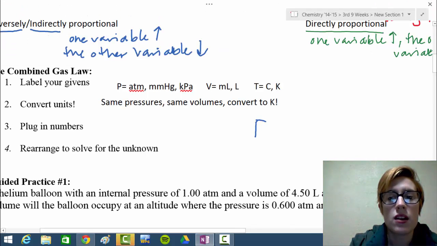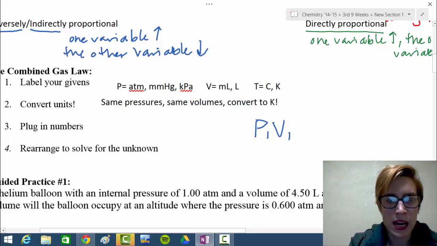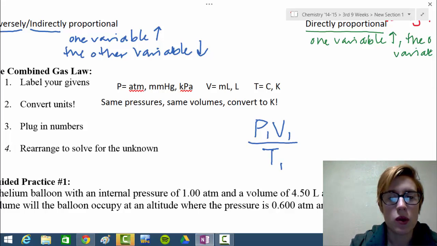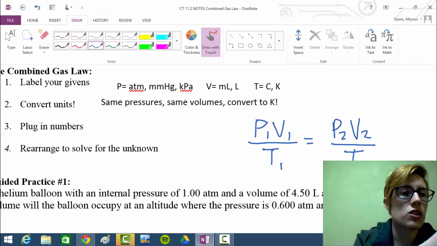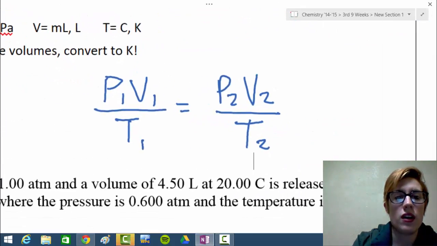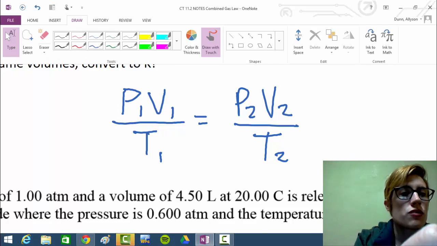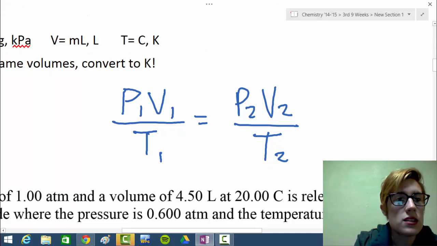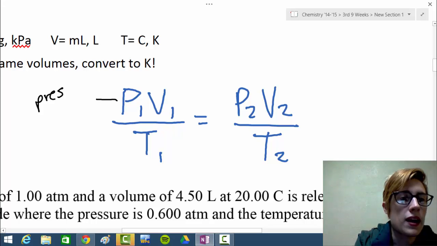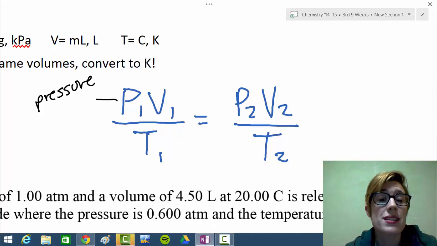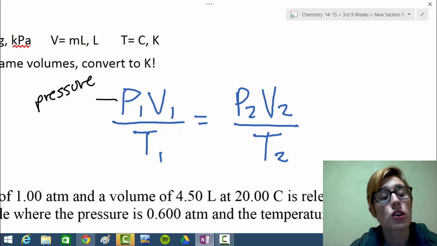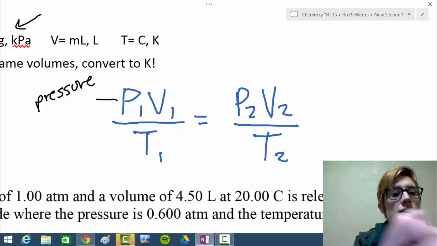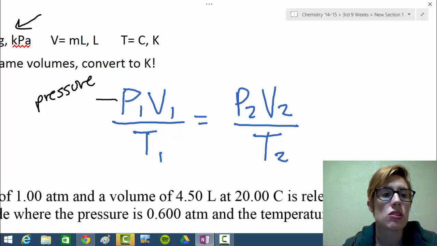It's P1 times V1 divided by T1 equals P2 times V2 divided by T2. So I want to walk you through each of these variables so that you know what they mean. So first, let's talk about the letters. P stands for pressure, okay? And pressure can be expressed in 3 different units. It can be expressed as ATMs, as millimeters of mercury, or kilopascals. And you can see that on this part of the page, even though it's not shown in the video.